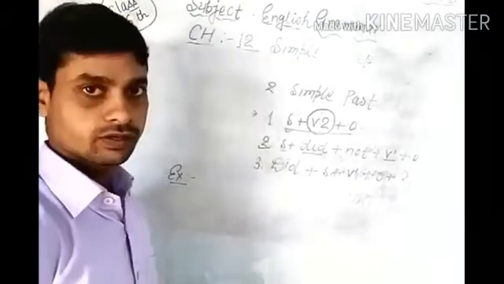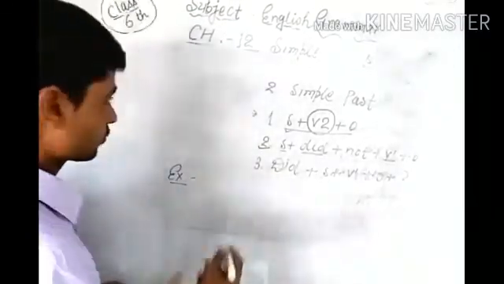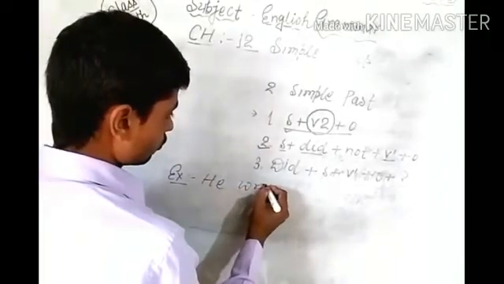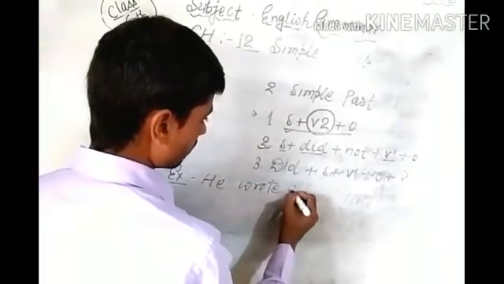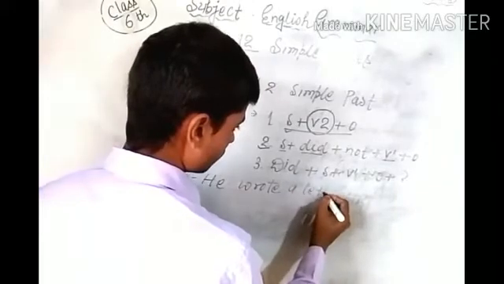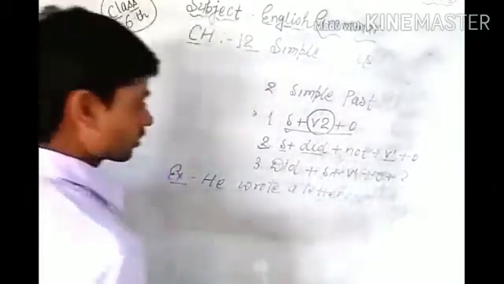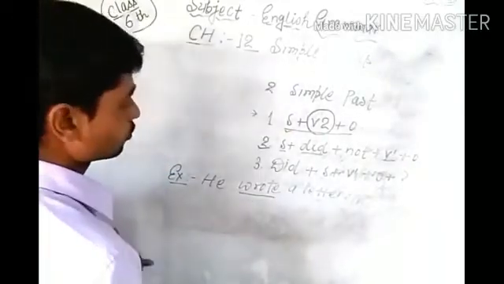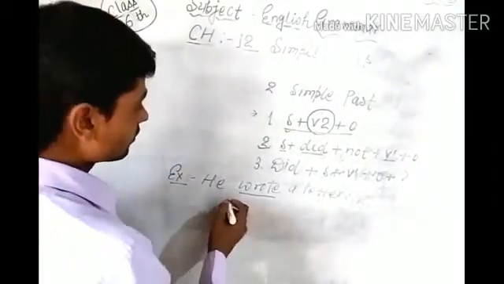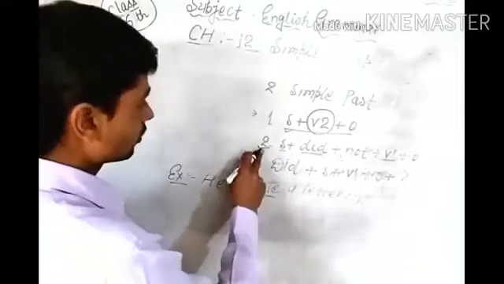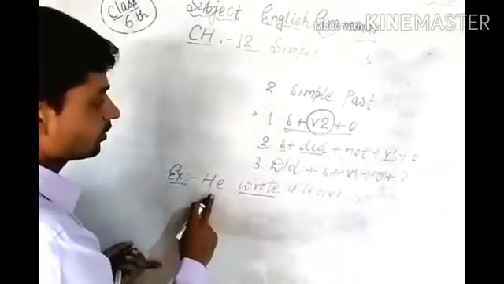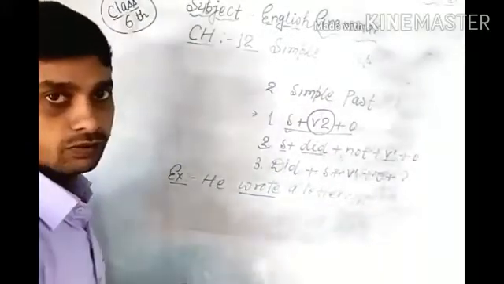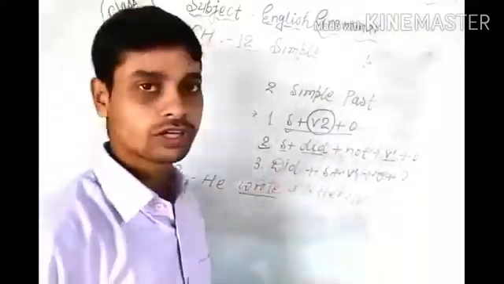Okay students, you can understand with another example. He wrote a letter. Look in this sentence, wrote is verb 2, so you can also change this sentence into negative according to the second structure. He did not write a letter.